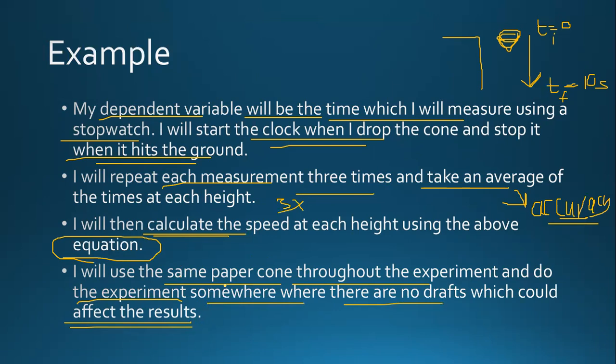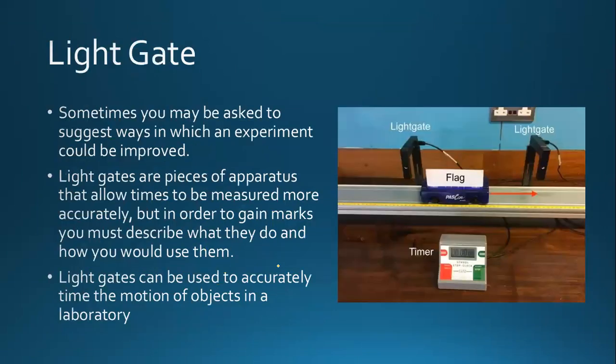What can you do to make your results more reliable? Number one, you are repeating each measurement and taking an average. Number two, you are using the same paper cone throughout the experiment. So there are two precautions that you have already taken in your experiment that are making it more and more reliable and more perfect, giving you accurate data with precision.